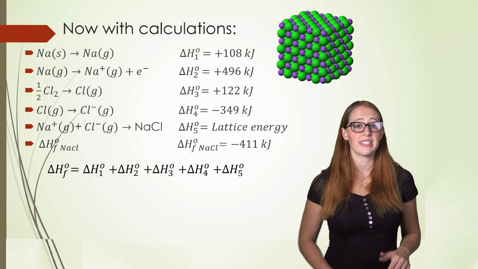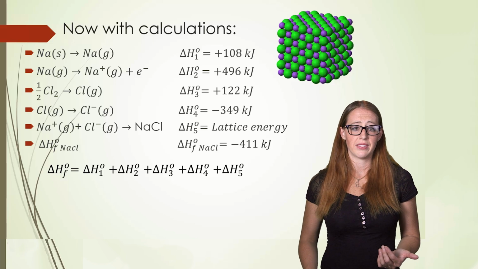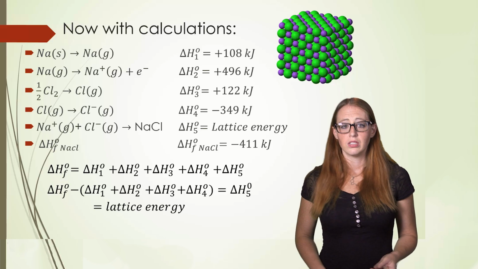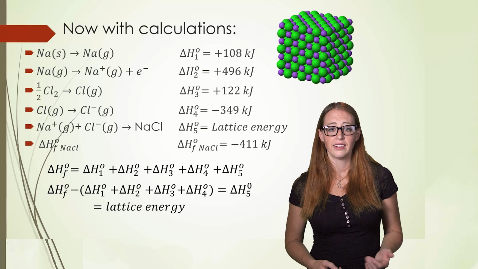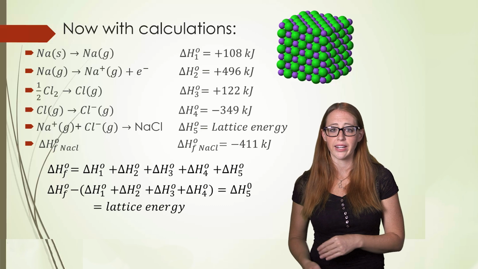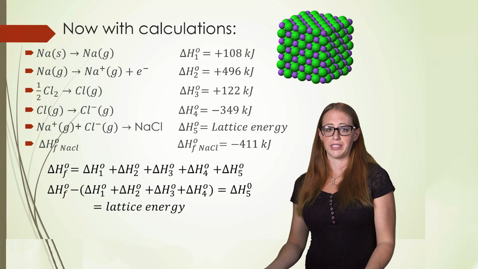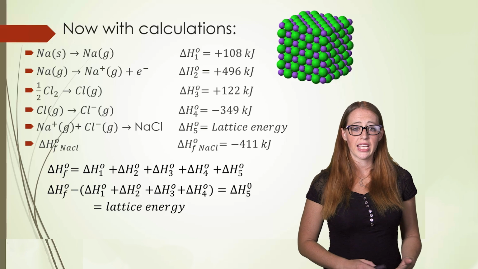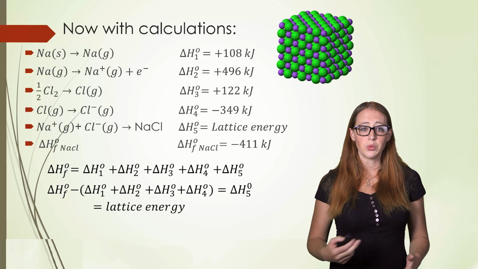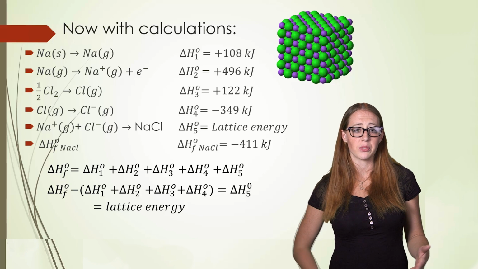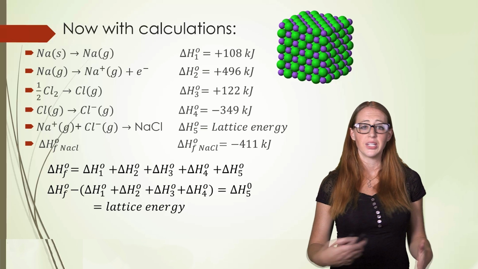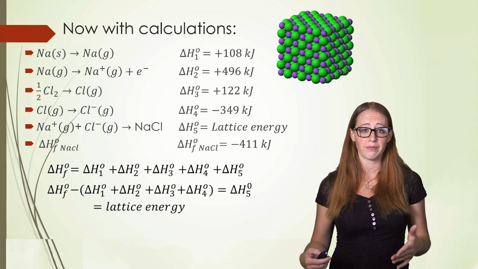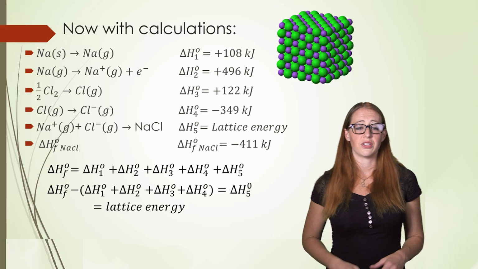Now there's only one of these that we don't know. The only one we don't know is that H5, that lattice energy. So we can solve for that. Of course, you could do this any which way you wanted, fill in the numbers first or last, whatever you want to do. But you would take your delta HF, subtract your 108, subtract your 496, subtract your 122, subtract your negative 349, and then you would get your lattice energy.